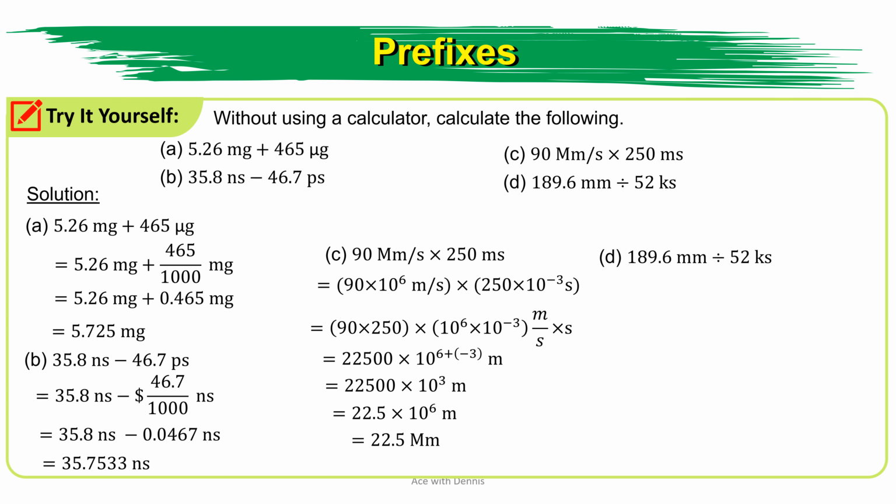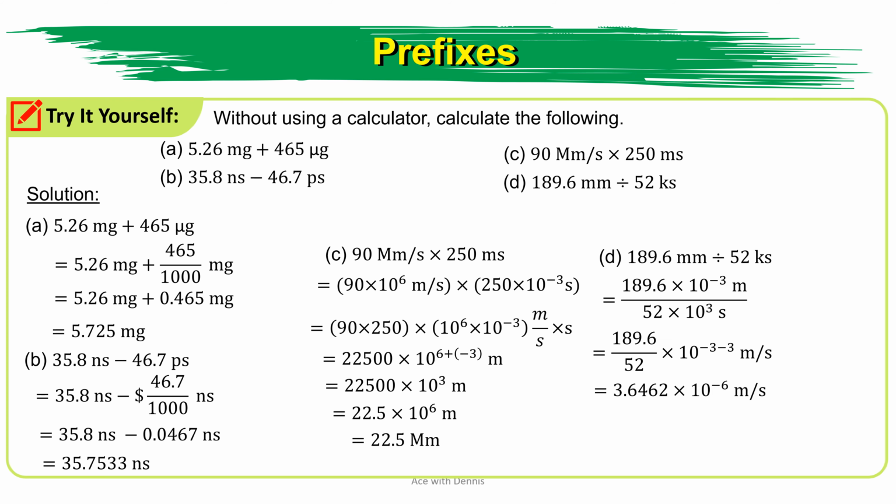For D, 189.6 millimeters divided by 52 kiloseconds. So we have to change it into standard form and put it in fraction, which gives us 189.6 times 10 to the power of negative 3 meters over 52 times 10 to the power of 3 seconds. So the number is divided by the number, and for the power of 10, we do the subtraction. So it is 189.6 over 52 times 10 to the power of negative 3 minus 3 meters per second.